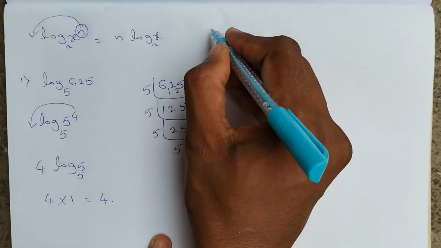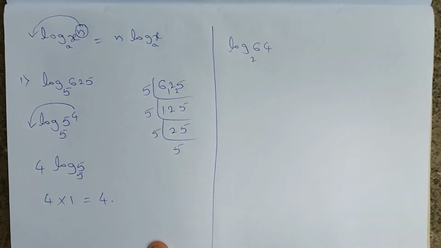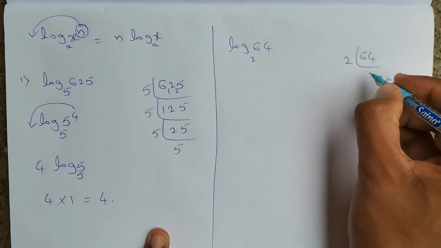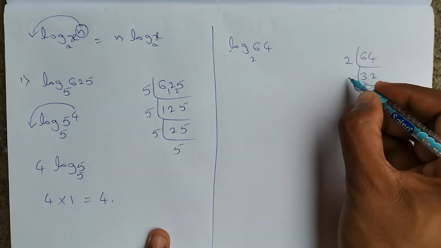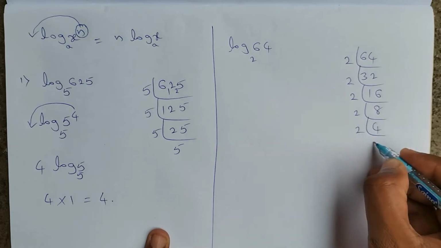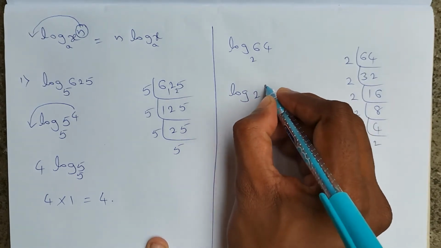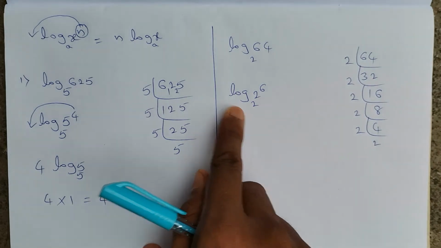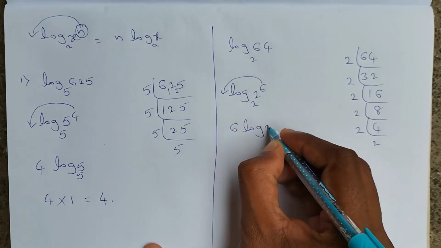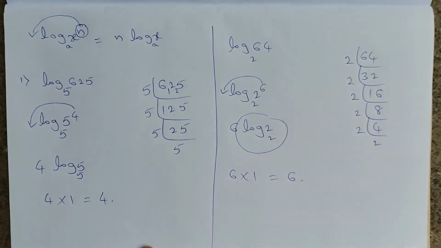Now based on the same formula, let us check one more example. What is the value of log 64 base 2? Here do prime factorization for the number 64. 2 32s are 64, 2 16s are 32, 2 8s are 16, 2 4s are 8 and 2 2s are 4. So how many times? 1, 2, 3, 4, 5, 6 times. So log 64 can be written as 2 power 6 base 2. Now this is in the form of log x power n base a. So this 6 will come to the front. So we get 6 into log 2 base 2. Log 2 base 2 value is 1. So 6 into 1 is nothing but 6.